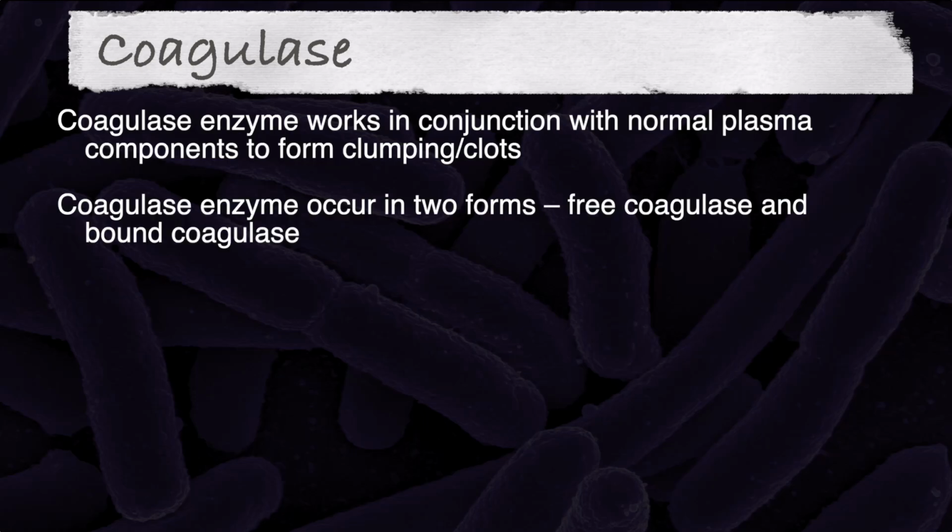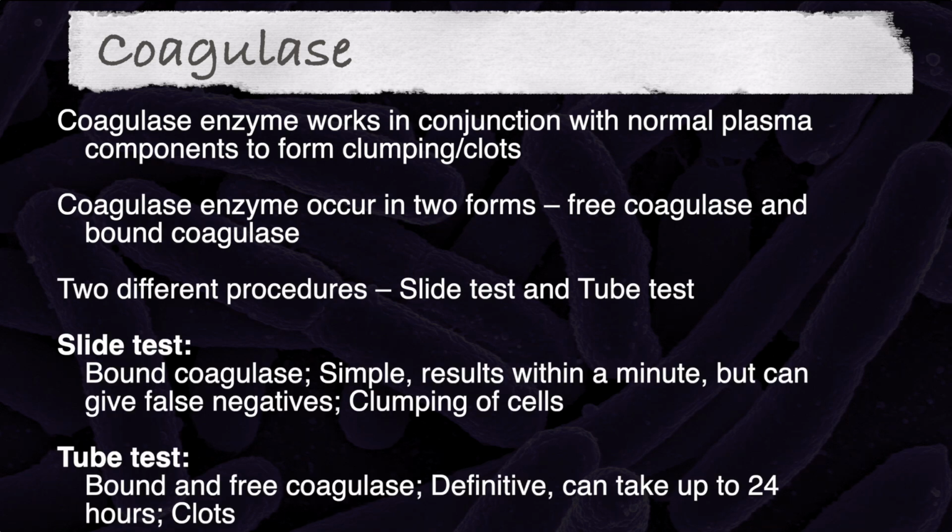The coagulase enzyme occurs in two forms, free coagulase and bound coagulase. There are two different procedures, the slide test and the tube test. The slide test can detect bound coagulase, is simple, and you have the results within a minute, but it can give false negatives. The slide test demonstrates clumping of cells.